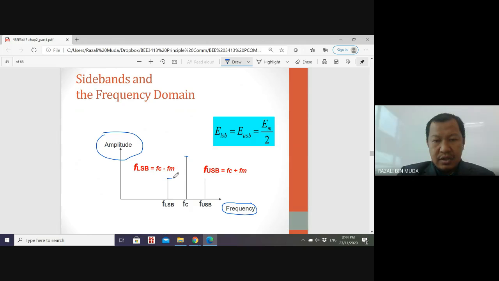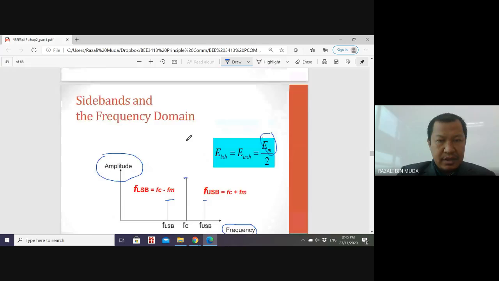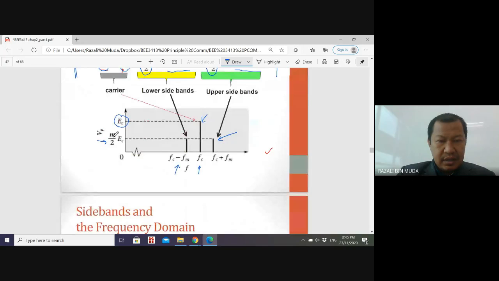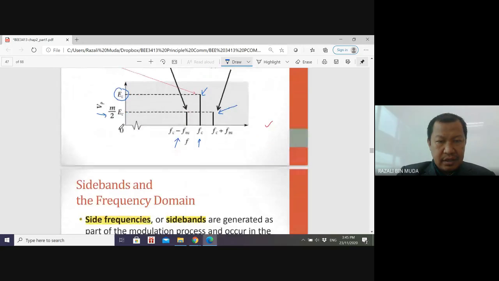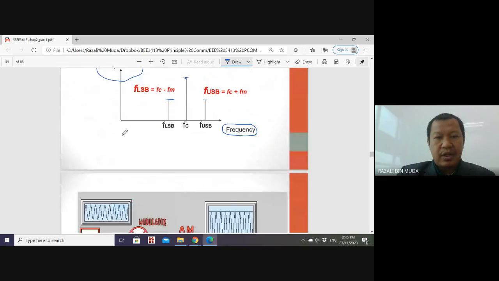Okay, so from here we have derived that the amplitude for the sidebands, lower and upper, is Em over 2. What is Em? Em is the amplitude of the modulating signal. So Em over 2, and the amplitude of fc is Ec, right? So we have Ec here, and, okay, we will see later.